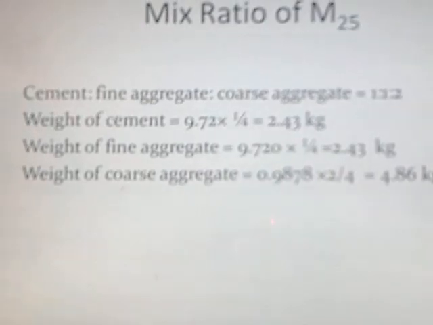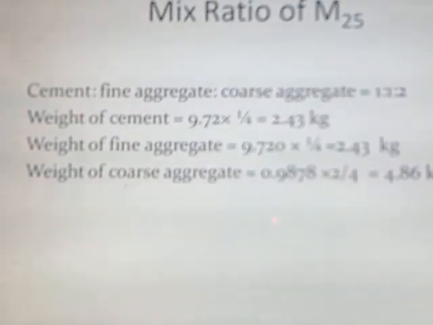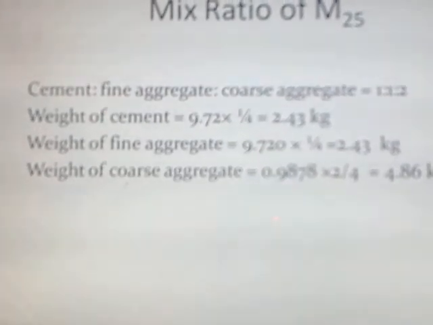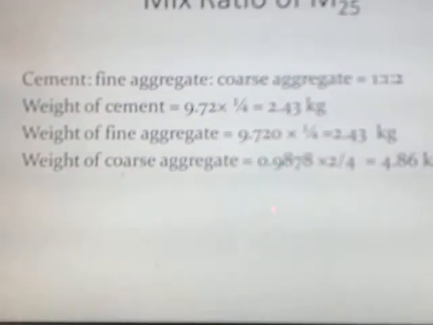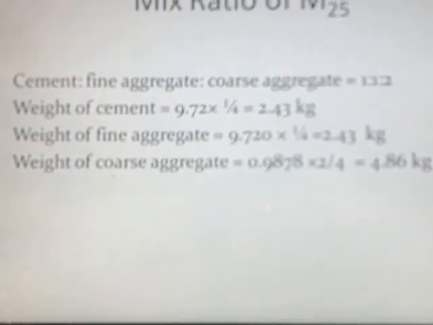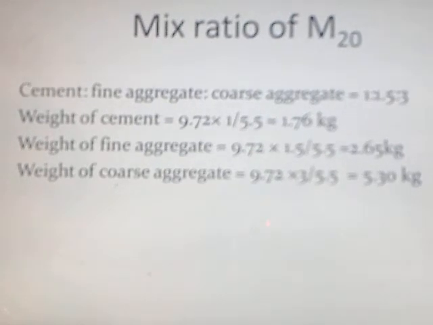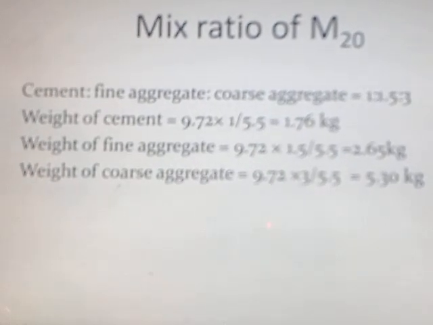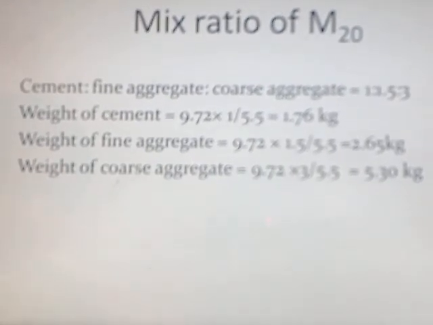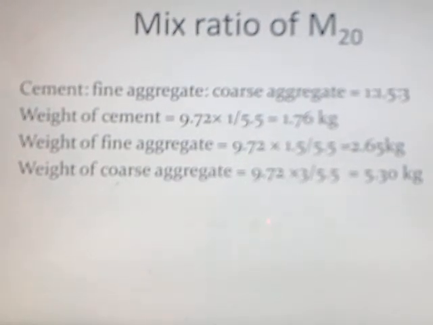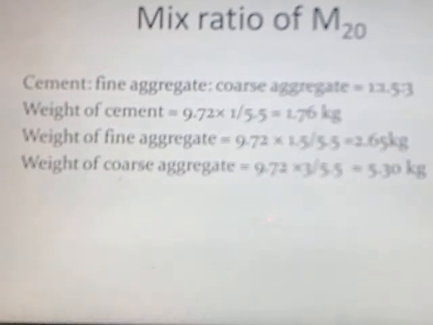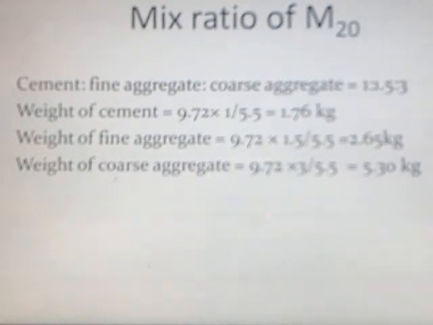This is the mix ratio of M25 concrete, and the mix ratio is 1:1:2. The weight of the cement is 2.43 kg, the weight of the fine aggregate is 2.43 kg, and the weight of the coarse aggregate is 4.86 kg. This is the mix ratio of M20 grade concrete, which is 1:1.5:3, which gives the weight of cement as 1.76 kg, the weight of fine aggregate as 2.65 kg, and the weight of coarse aggregate as 5.30 kg.